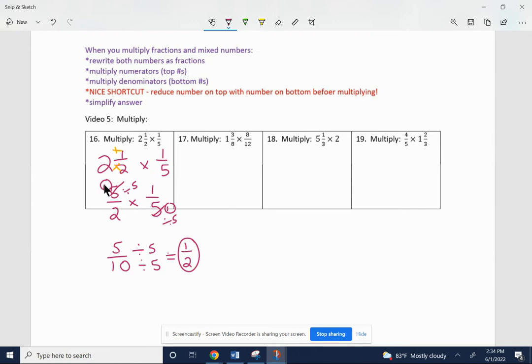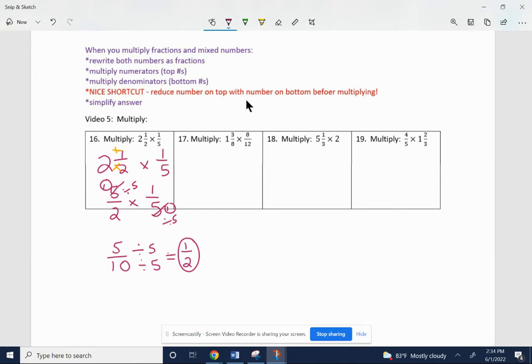Multiply the tops. 1 times 1 is 1. 2 times 1 is 2. See how it just makes the problem easier? So instead of dividing by 5s at the end, I could divide by 5s in this setup when I have a fraction times a fraction. You'll thank me on that. Sometimes that really helps you.